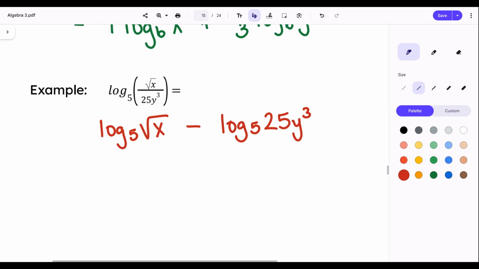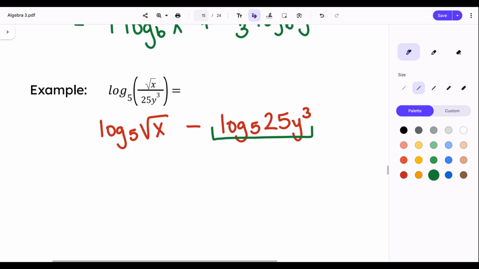Now, something else that I'm noticing over here is that after the log 5, I have a 25 and I have a y to the third. Those two quantities, the 25 and the y to the third, are actually being multiplied together. So if I wanted to expand it even one step further, I could, because those are being multiplied together, which means I should be able to use the product rule for that.